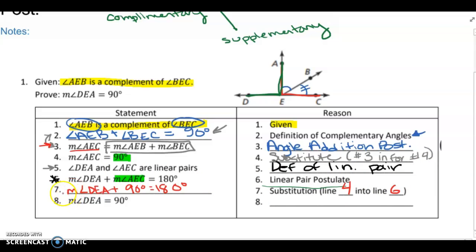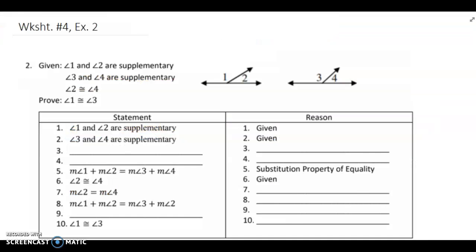Okay, now how'd I go from line 7 to line 8? Guys, all I did is I subtracted 90 from both sides of the equation. So minus 90 minus 90, I get measure of angle DEA equals 90. That would be the subtraction property of equality. All right, let's look at example number 2.